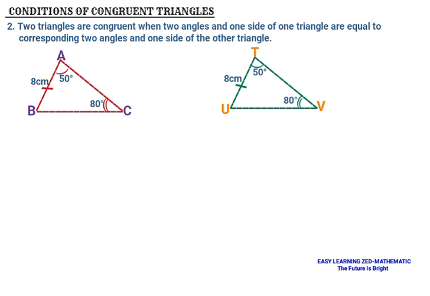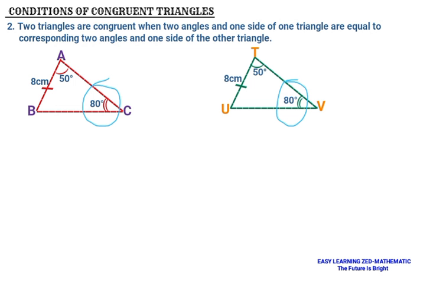Let's start with 80 degrees. In triangle ABC, there is 80 degrees at angle ABC, which sits where angle UVT is. They have the same measurements, 80 degrees and 80 degrees. So the corresponding angles are equal.